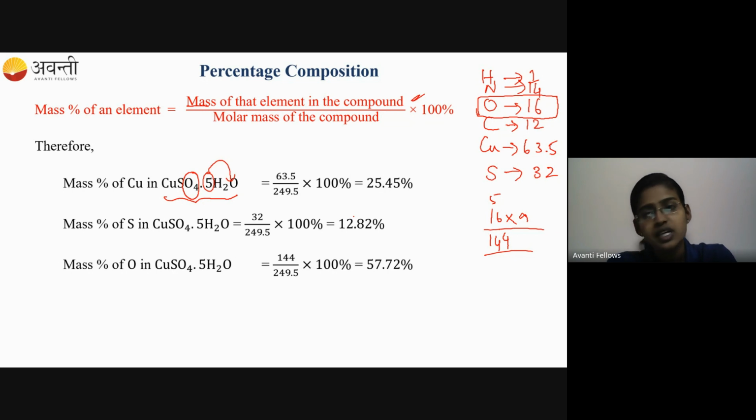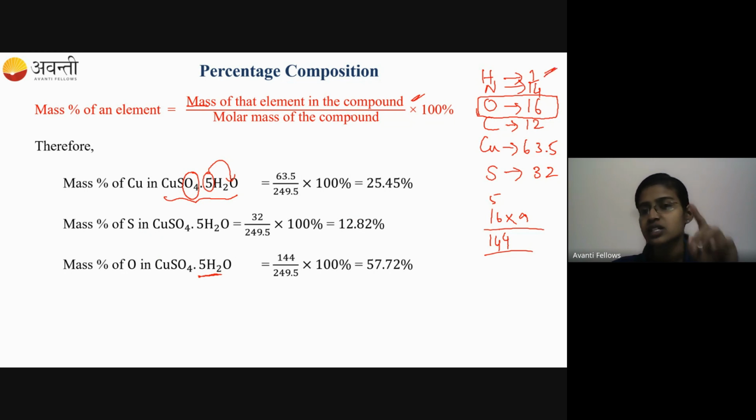Can anyone give me the percentage of hydrogen present in this compound? How many hydrogen atoms are there in this compound? Just see the compound and give me the answer. How many hydrogen do we have? 5 into 2. Yeah, very good. 10 hydrogen, right?